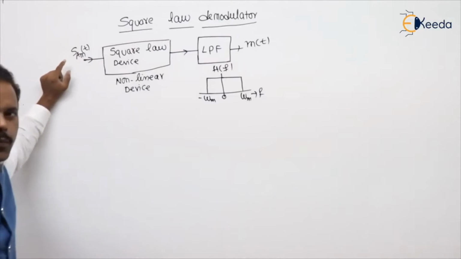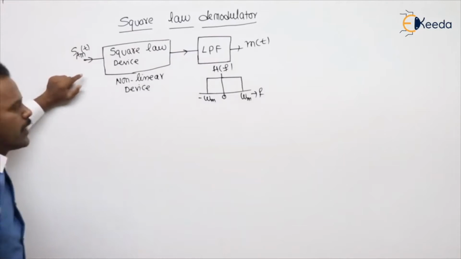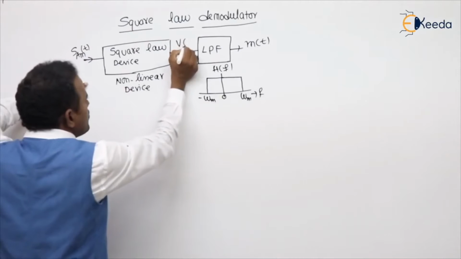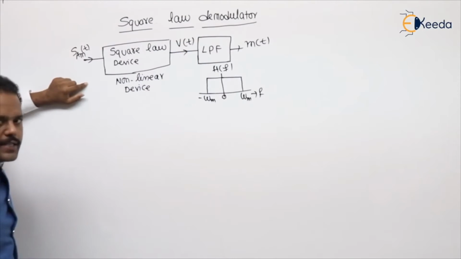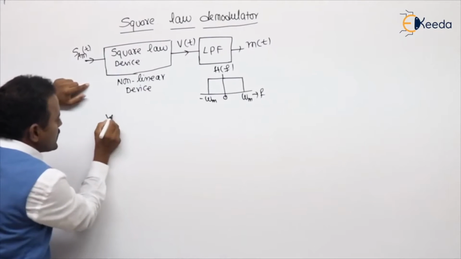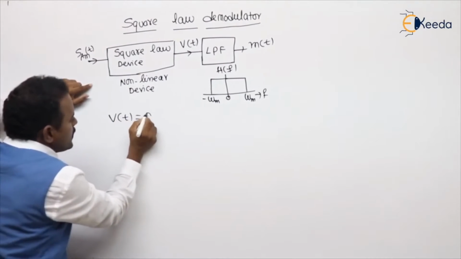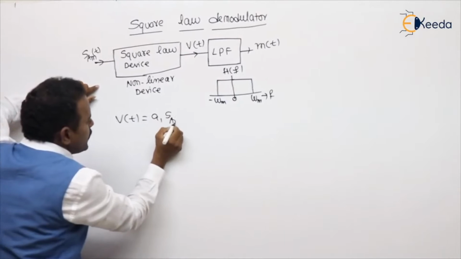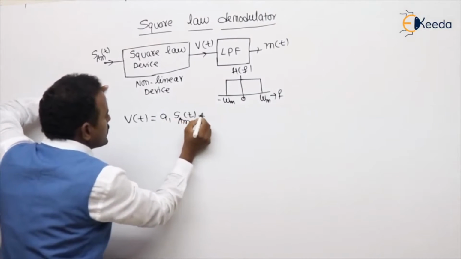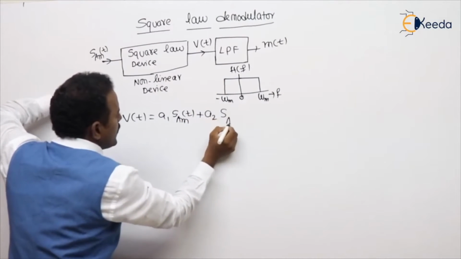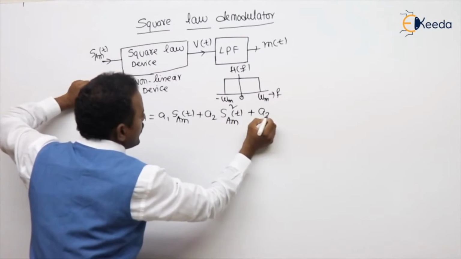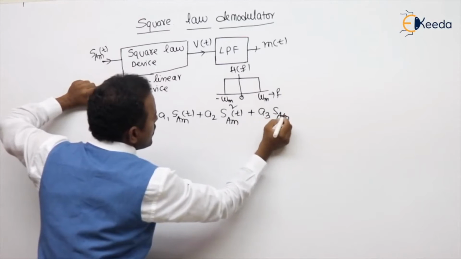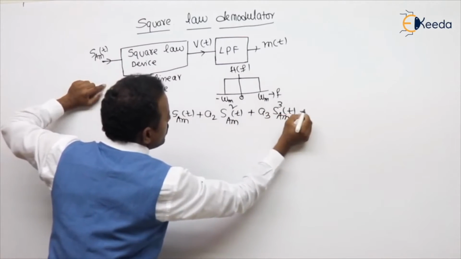What is the input-output relation of a non-linear device? Try to recall. For example, here I am calling some V of t. The input-output relation is output equals A1 into input, where the input is our amplitude modulated signal, plus A2 into S_AM of t whole square, plus A3 into S_AM of t whole cube, and so on.